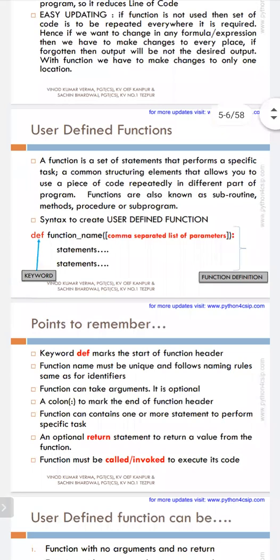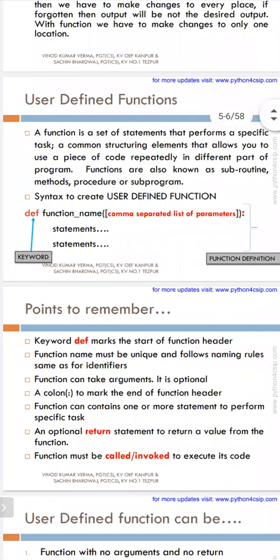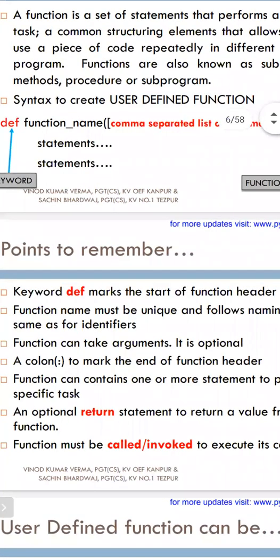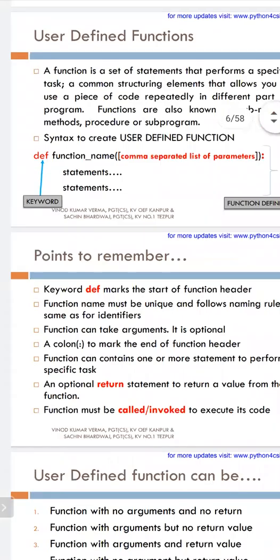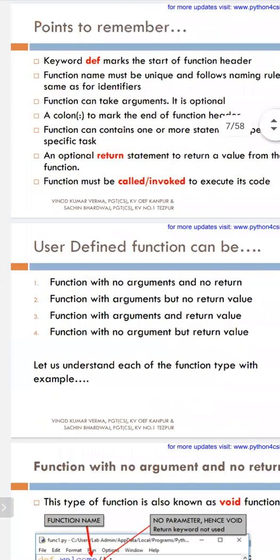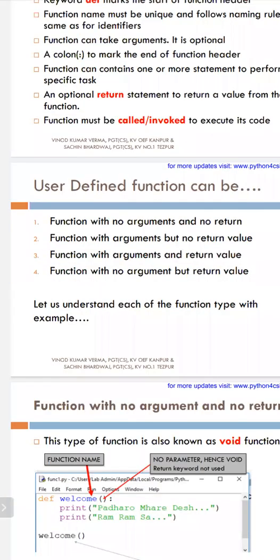How do we start writing a function? By using the keyword def. You can see the slide. By using def, we can create a function. This first line is called the function header. Then we are going to see functions with argument and without argument. What are the two types of functions? Can anyone say? Void and non-void function. Very good.